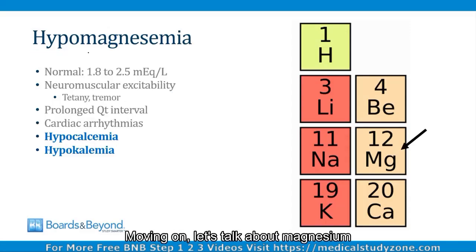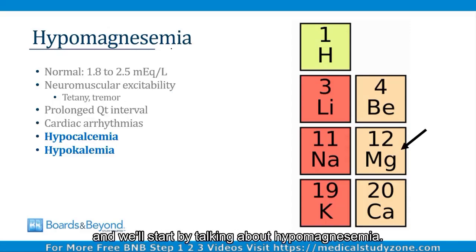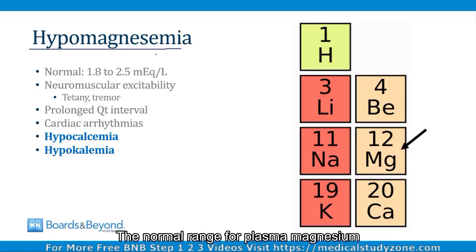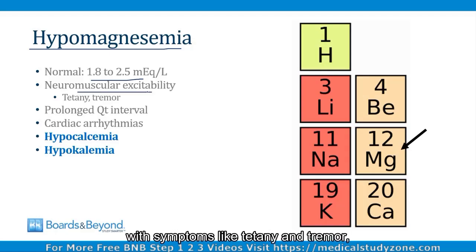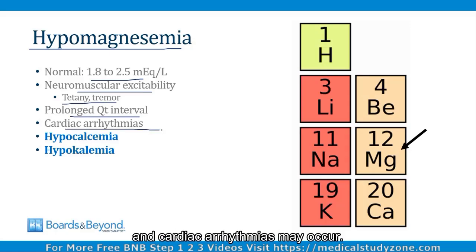Moving on, let's talk about magnesium, and we'll start by talking about hypomagnesemia. The normal range for plasma magnesium is 1.8 to 2.5 milliequivalents per liter. And when the magnesium level gets low, the symptoms that can develop are very similar to the symptoms of hypocalcemia. Things like neuromuscular excitability with symptoms like tetany and tremor. The QT interval can prolong and cardiac arrhythmias may occur.